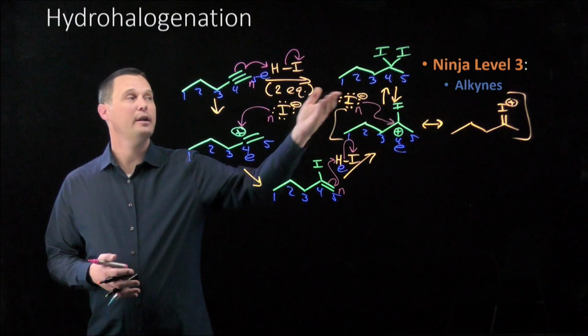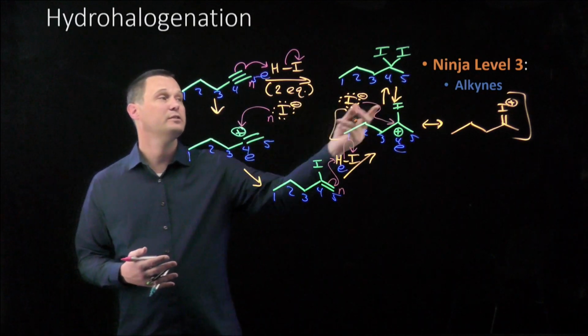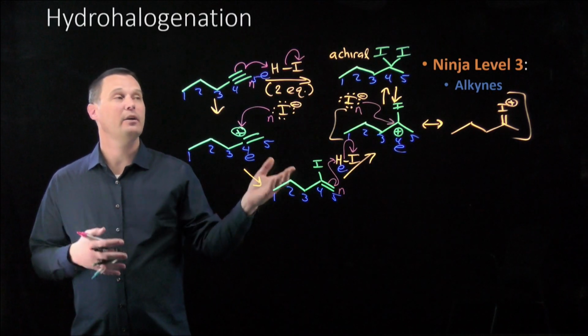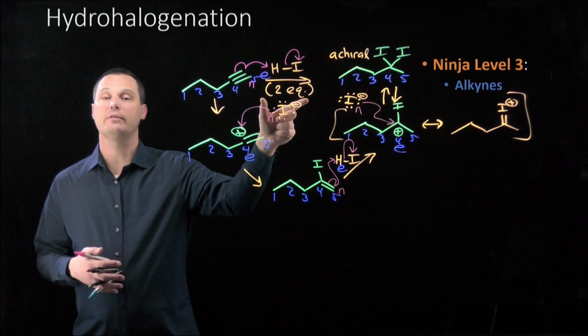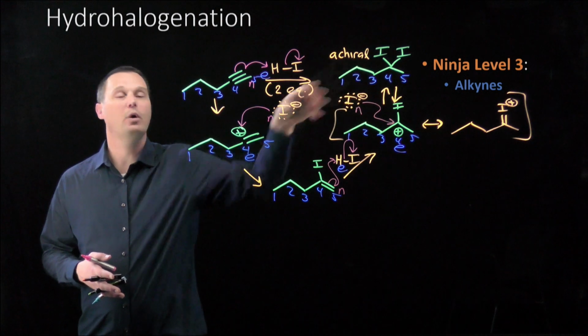And since this is our product, we should look at the stereochemistry. Are there any new stereocenters in this product? There are not any new stereocenters in this product, so we should label this product as achiral. The thing to remember with the hydrohalogenation of an alkyne is we can stop at that vinyl halide if we specify 1 equivalent of our reagent. With 1 equivalent, this is the final product. With 2 equivalents, we continue on to the dihalide.